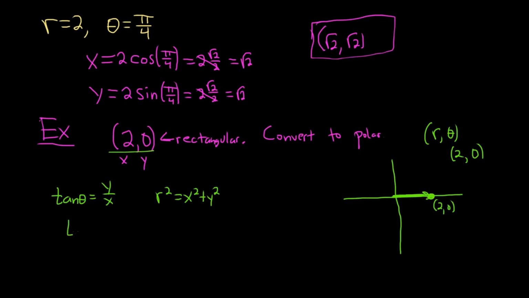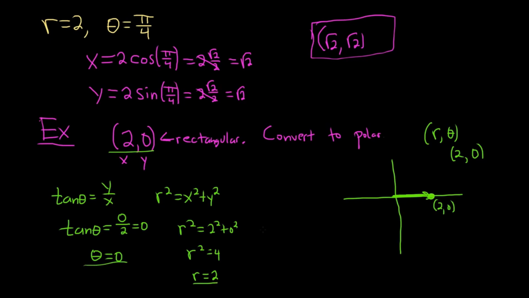If you work it out, tangent of theta equals y over x, so 0 over 2, which is 0. That means theta is equal to 0, since tangent of 0 is 0. Then if you plug everything in, r squared equals 2 squared plus 0 squared, so r squared equals 4, and r is plus or minus 2. We just take the plus 2 because we want it to match this point. So you could do it by showing work, or just by drawing a picture.